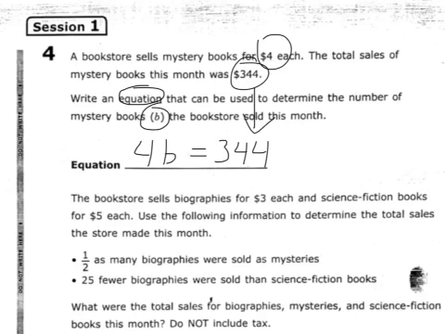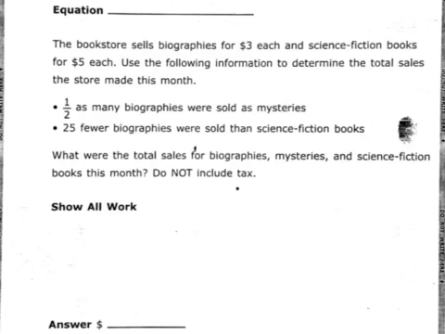Now, for the next part, that's the easy part. Now for the hard part. The bookstore sells biographies for $3 each and science fiction books for $5 each. So we're going to use the very same method that we used previously: $3 for each biography, and $5 for each science fiction book. Use the following information to determine the total sales the store made this month. We know they sold half as many biographies as mysteries.